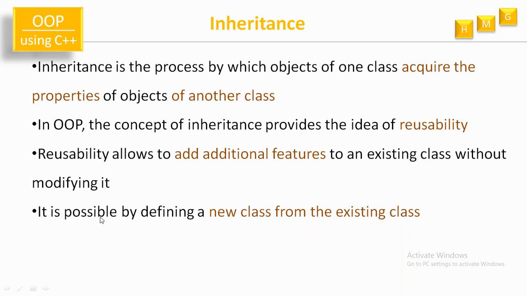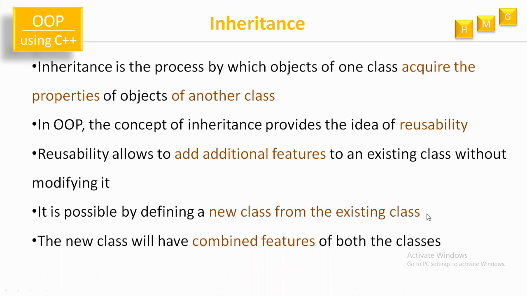Now it is possible by defining a new class from the existing class. Just as I told you, there is one existing class which already has certain data and functions, and with the help of that existing class I can define a new class. In this new class, all the attributes of the existing class will be automatically inherited, plus some additional features can be added. That is happening due to inheritance.